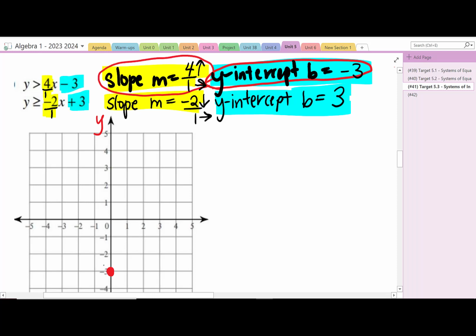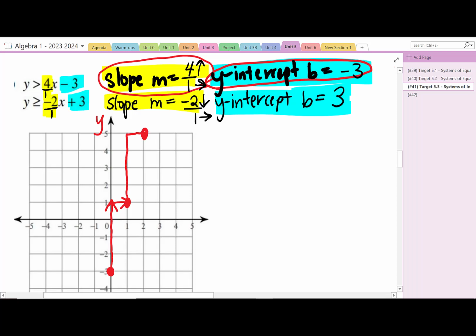Podemos usar slope para encontrar el siguiente punto. So we're going to go 4 up, 4 espacios arriba. 1, 2, 3, 4. And then we're going to go 1 to the right. And that's the next point. Then we can repeat. Podemos repetir este. 4 up, 1 right, next point.